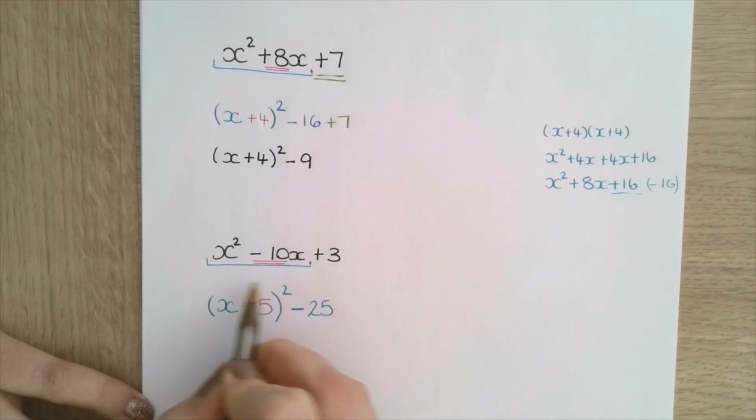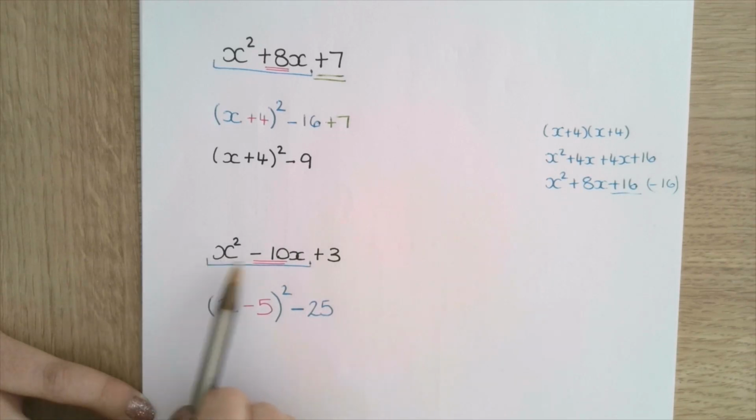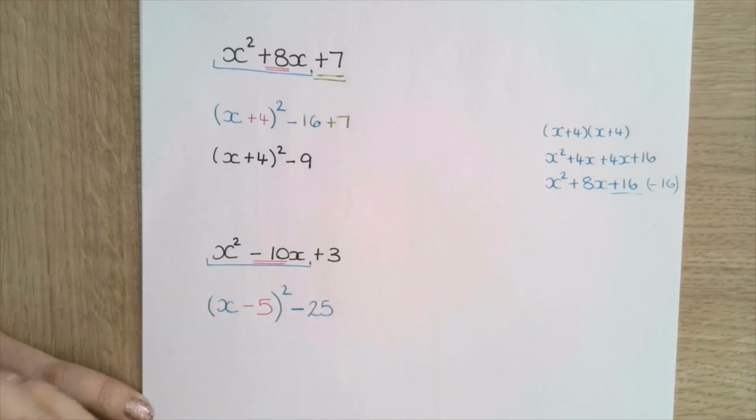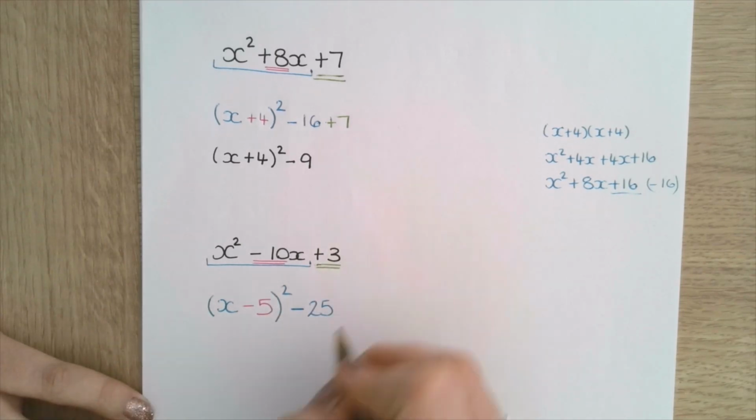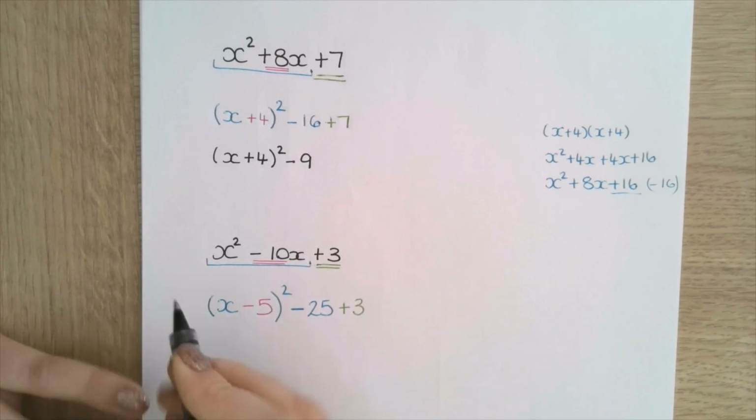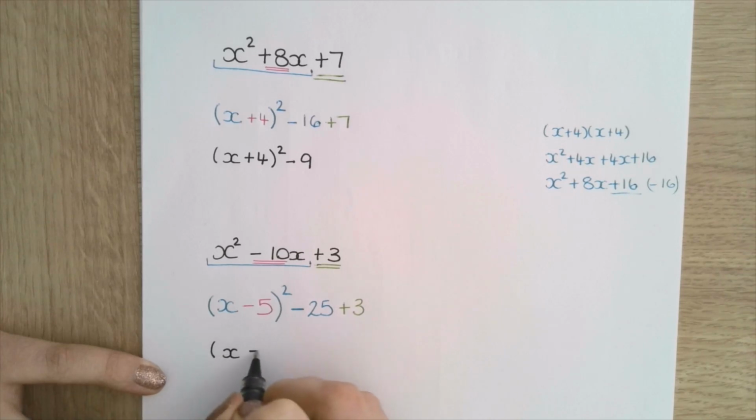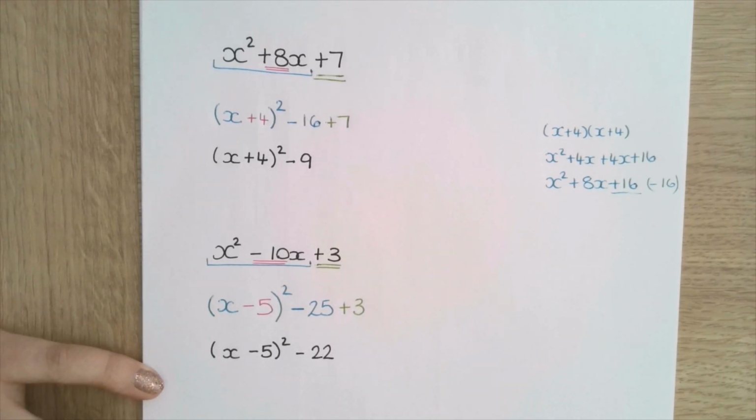If I was to write this all out and do it all over here like I did above, I would get x squared minus 10x. If you want to try it out, give it a go. I then need to remember that I have got my plus 3 on the end. So I need to add 3, and now to simplify and just tidy it up, x minus 5 all squared minus 22. And that's as simple as completing the square is.